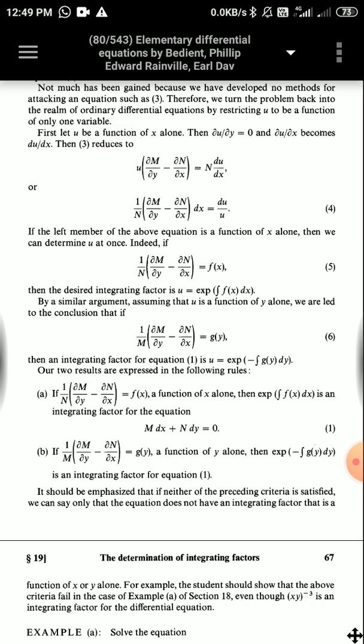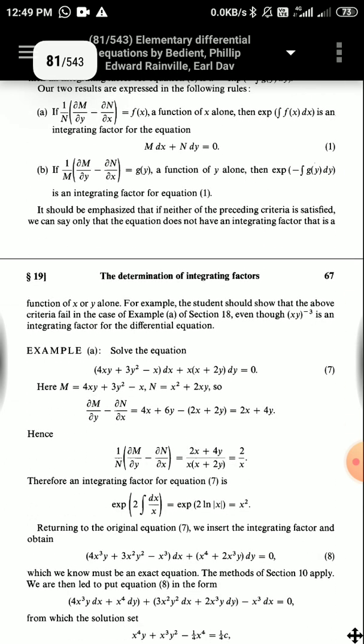Okay, and here there are some examples which we will see in the next lectures. So let us stop here.